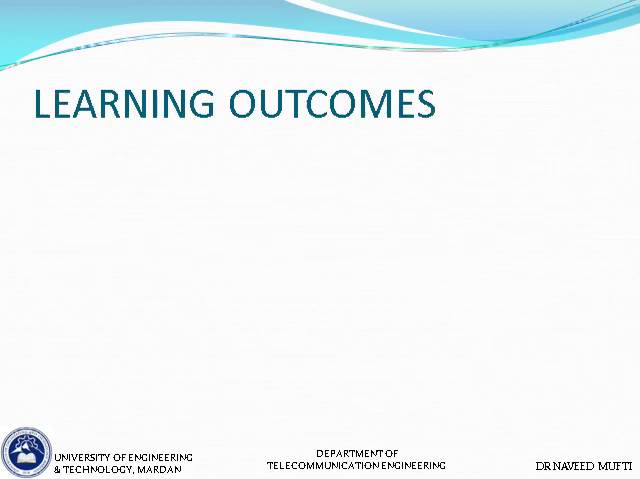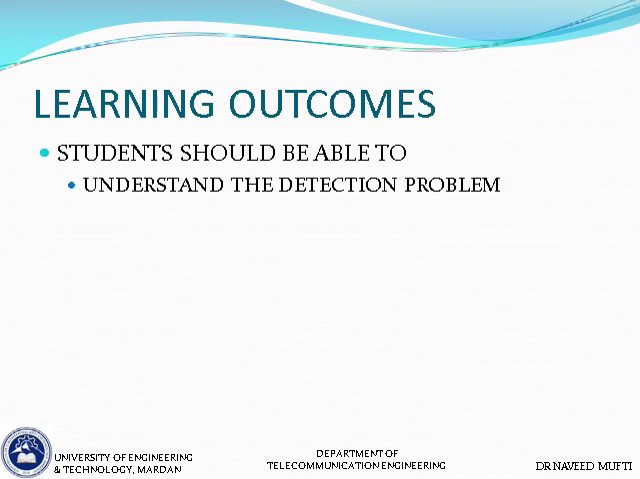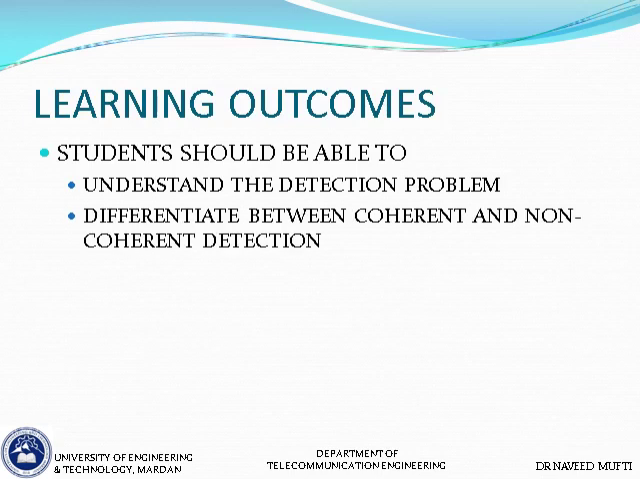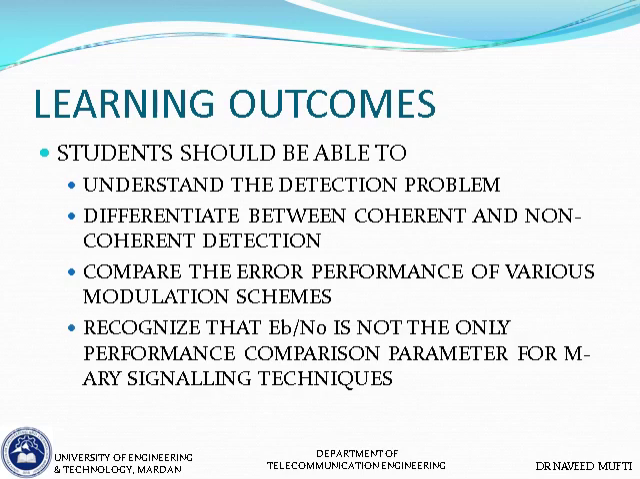With relevance to that, the learning outcomes for this part of the lecture are that the students should be able to first of all understand the detection problem, then they should be able to differentiate between coherent and non-coherent detection. They should be able to compare the error performance of various modulation schemes, and finally they should recognize that Eb/N0 is not the only performance comparison parameter for M-ary signaling techniques.